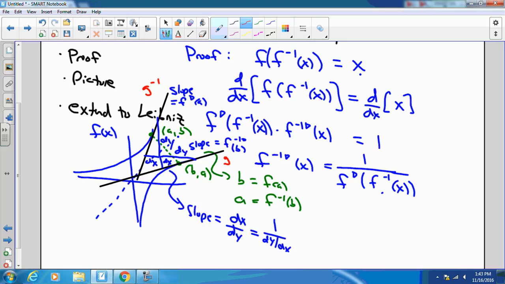That's a good question. We don't want to confuse it with something else. What kinds of lines have negative reciprocal slopes? Perpendicular lines have negative reciprocal slopes. This is not related to that. Yeah, good question.